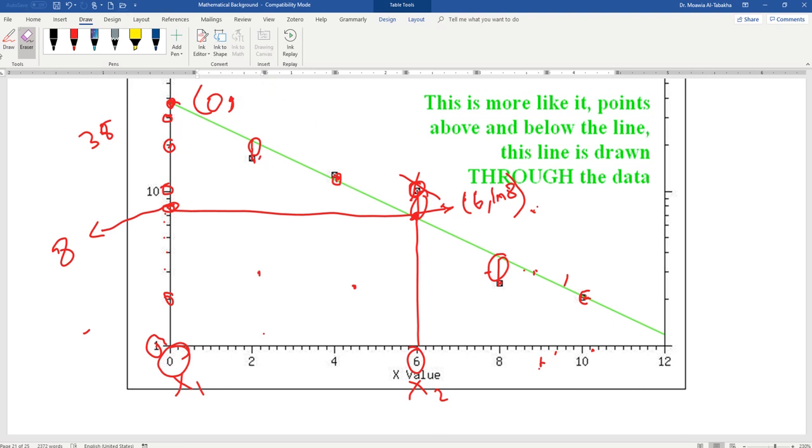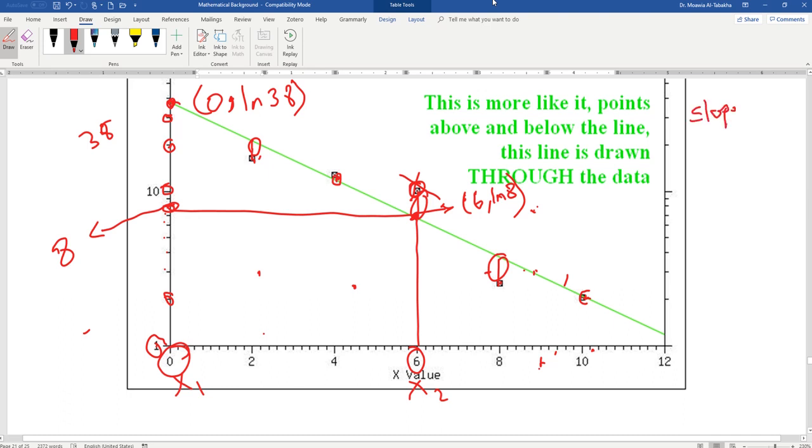So my y1 data is ln 38. Now let's do the following. Let's first determine the slope. Is it going to be negative or positive in your opinion? It will be negative because the line is going down.